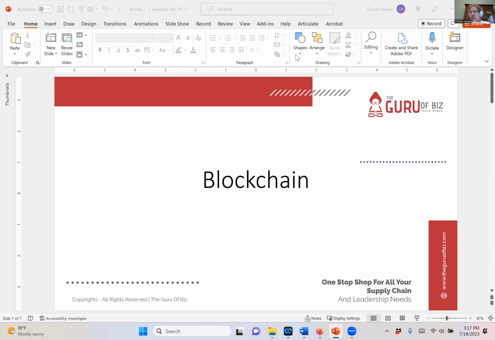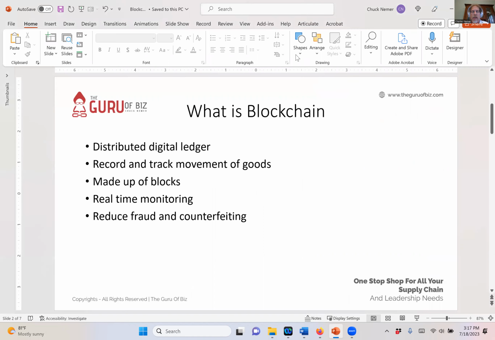In this definition here, we wanted to talk about the concept of blockchain and define it for you. So let's jump ahead here. Officially, when you look at the definition, what it says is this: blockchain is a distributed digital ledger technology that allows for secure and transparent tracking of transactions. Well, what does that mean?